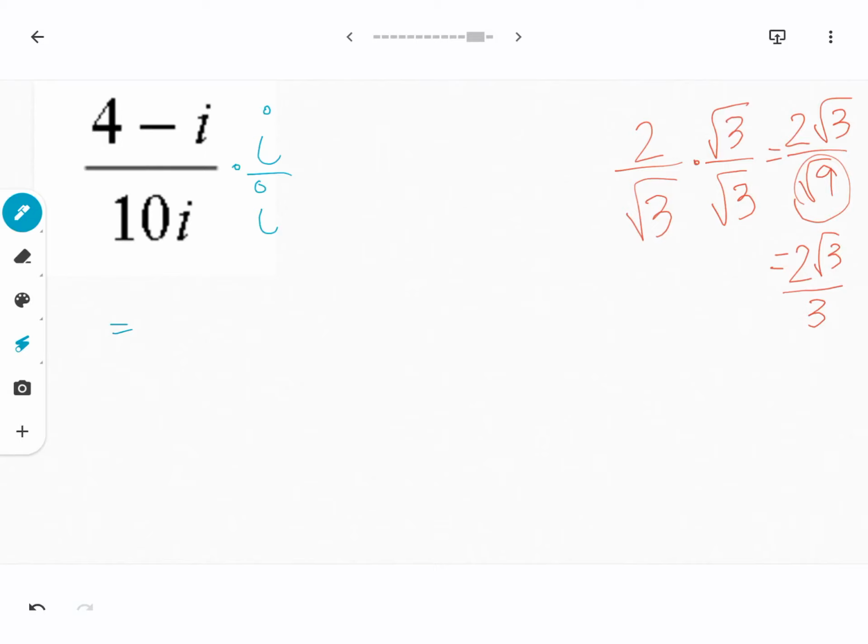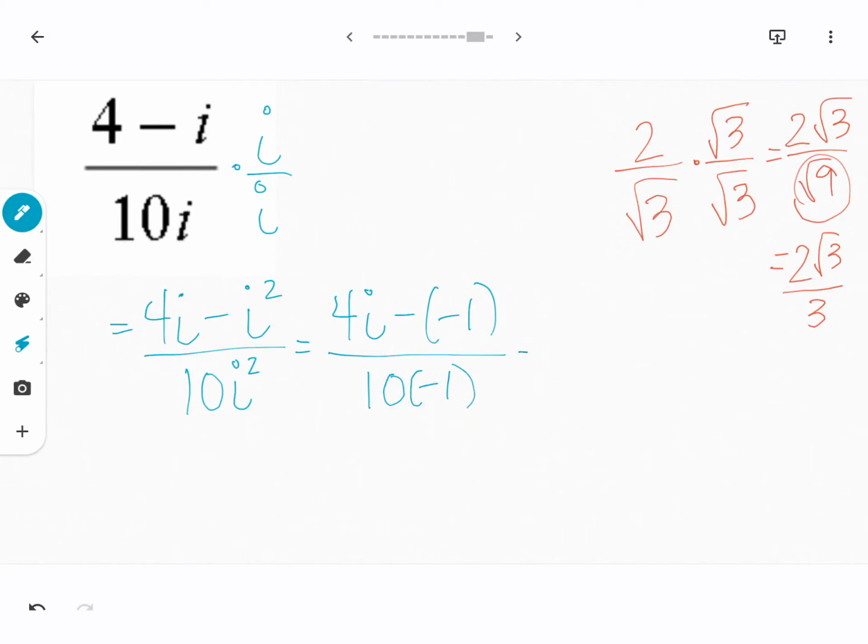When I do this, I'm going to distribute it through on top, so it's 4i minus i squared over 10i squared. When we go to simplify, both of these i squareds are really a negative 1. And what that does for me is it gets rid of the radical, or the i, in my denominator because I forced it to be a perfect square. So now instead of having an i in the denominator, it's just a 10, or a negative 10.